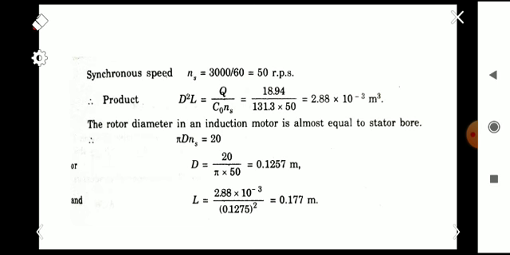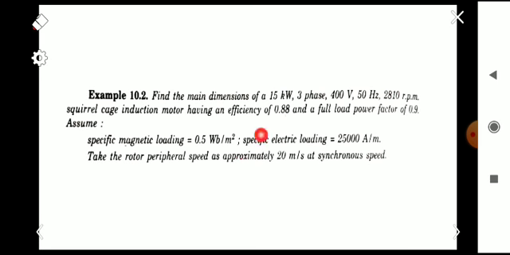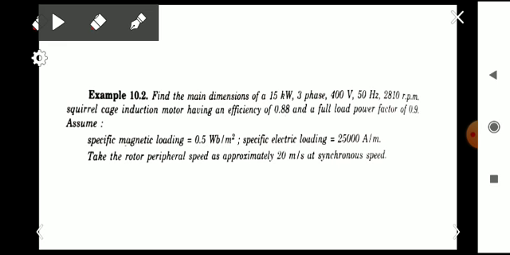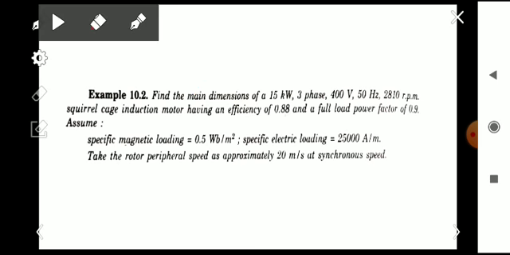And after that we have to separate this D and L. Here for separating D and L, nothing is mentioned in the question about the L by tau ratio, that is the pole proportion ratio. The only thing mentioned is the rotor peripheral speed. We have to take the rotor peripheral speed as approximately 20 meter per second at synchronous speed. That is the only value we know.